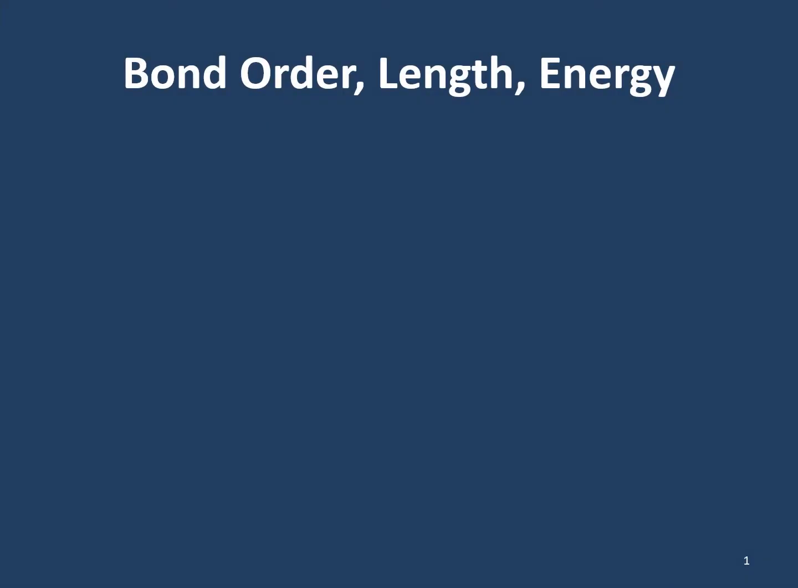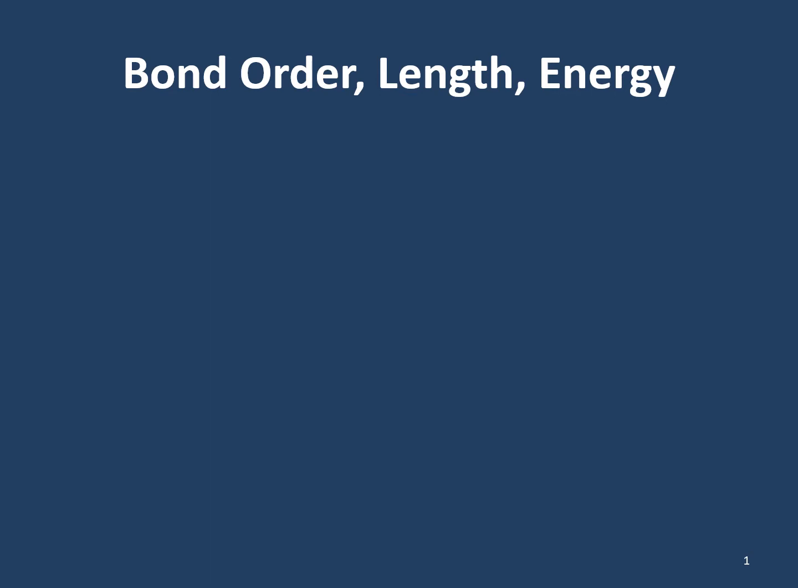Hello, Chem 1A. This is Chapter 10, Lecture Video 4, and we're going to be talking about bond order, bond length, and energy, and how these three things relate to each other. We'll also talk about fractional bond order, which occurs with resonance structures, and the trend for electronegativity.